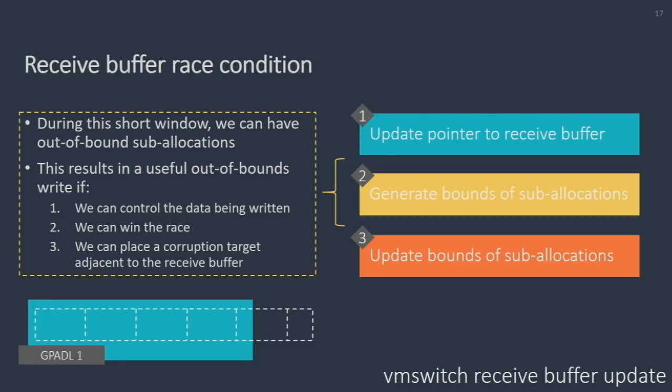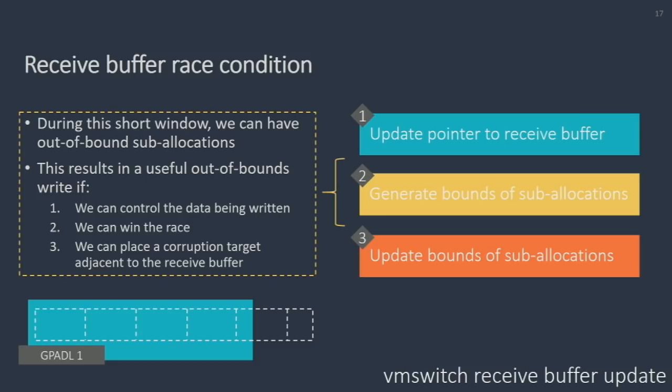And it is a really tiny window, right? This is basically generating the sub-allocations for a receive buffer. That's really just dividing the size of the receive buffer by the number of sub-allocations and then generating some data structures and stuff. So it's probably a few hundred cycles. But it is a possibility, right? Because as mentioned earlier, we do have these RNDIS worker threads that are running in the background working on RNDIS packets. And if those are running while you update these sub-allocations and you can somehow make them write to the receive buffer as the sub-allocations are being generated, then you'll be able to write data out of bounds. And so that's basically the vulnerability.